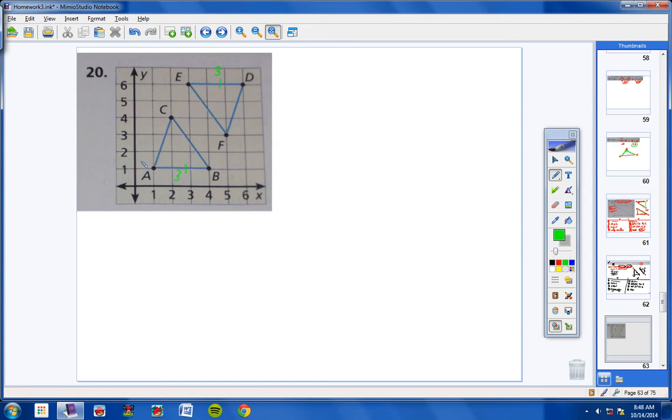Okay, this point here is 1, 1. Letter A and letter C is 2, 4. So the length of AC is x minus x, that's 1 minus 2 quantity squared, plus y minus y, 1 minus 4 quantity squared. We would get 1 squared is 1. 1 minus 4 is 3. 3 squared is 9. You get 10. So the length of AC is the square root of 10.